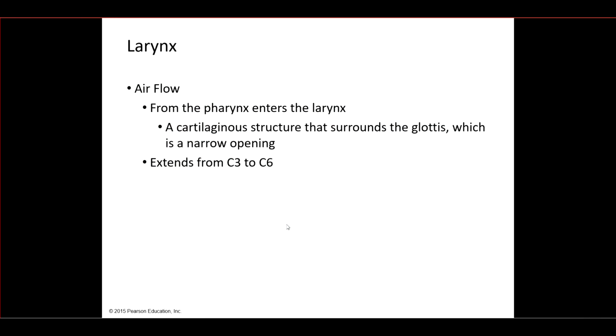So the last part of the upper respiratory system is the larynx. Now the airflow goes through the pharynx and it's going to enter the larynx. This is a cartilaginous structure that surrounds something known as the glottis. The glottis is the narrow slit-like opening that allows the air to go further down into the lower respiratory tract. And the larynx extends from the third cervical vertebra to the sixth cervical vertebra.